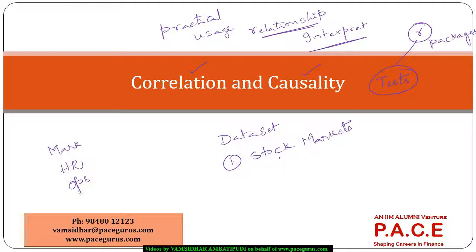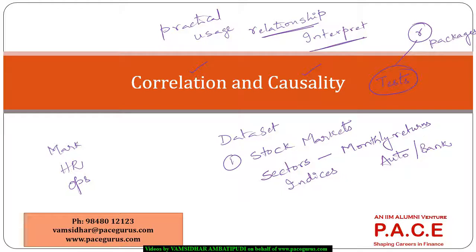So just for a data set purpose, I am taking the data from the stock markets. Here, for different kinds of sectors, I have taken the monthly returns on the various sectoral indices. So like the automobile index on the Bombay Stock Exchange or the banking index on the Bombay Stock Exchange. What is the kind of monthly return on each of these? So that's the major thing that I have taken up. That's the data set that I have taken.